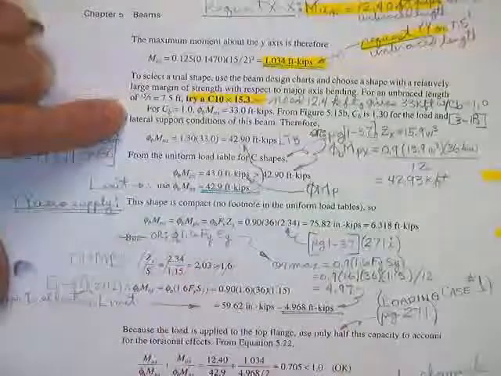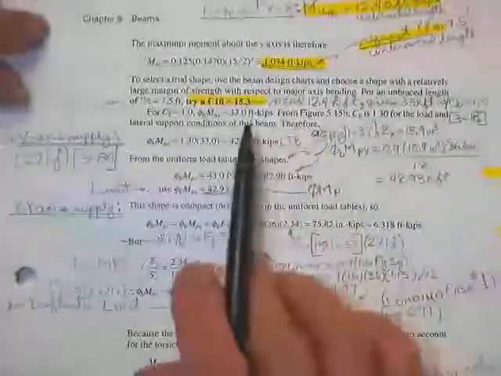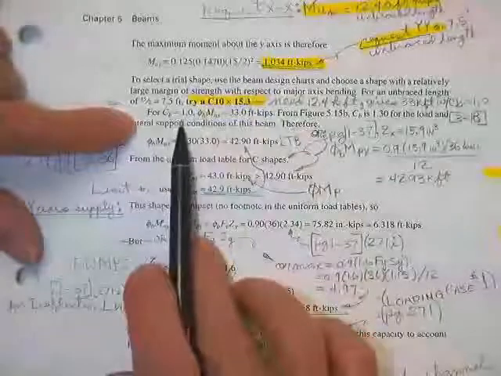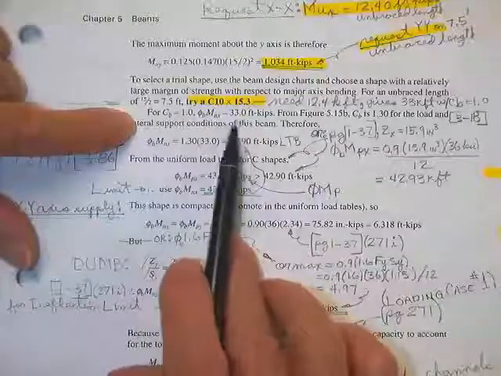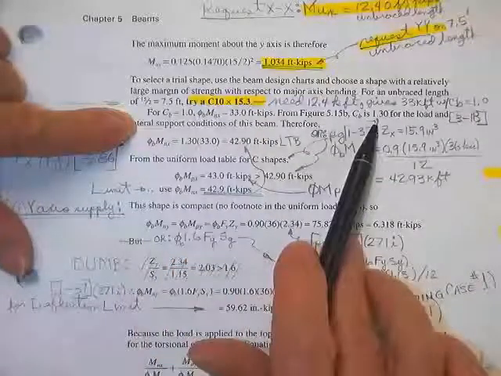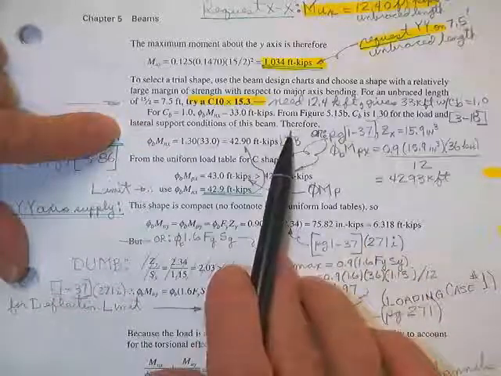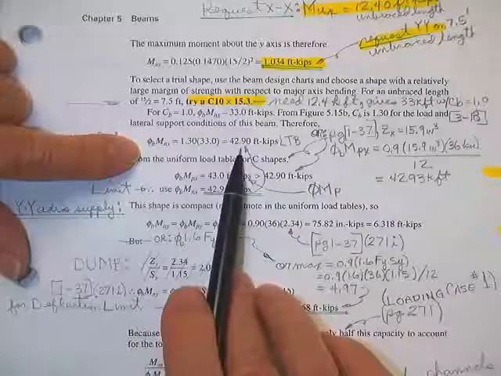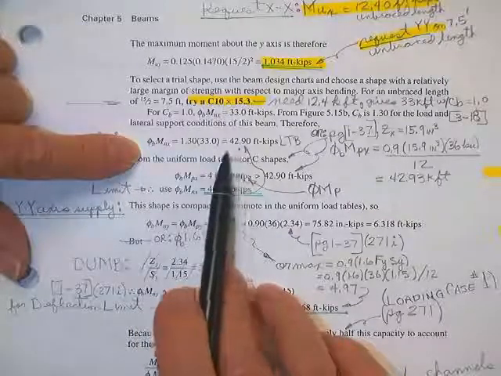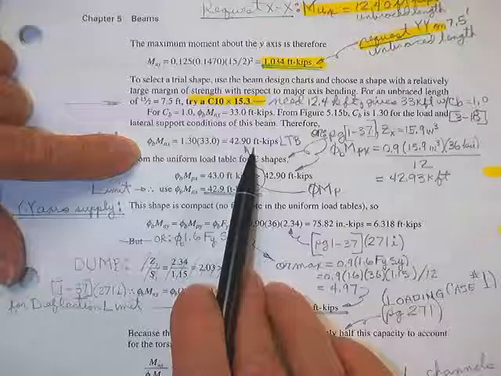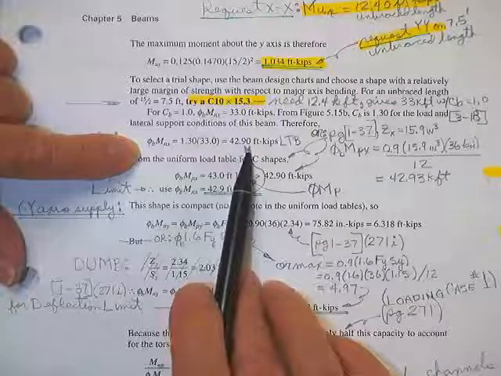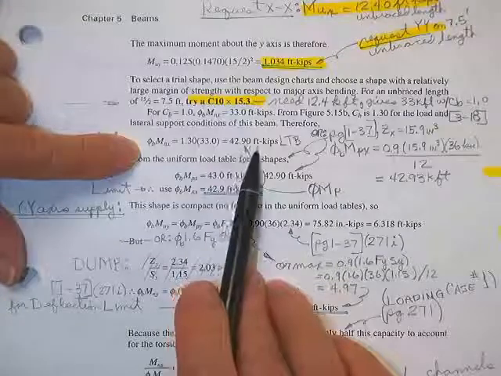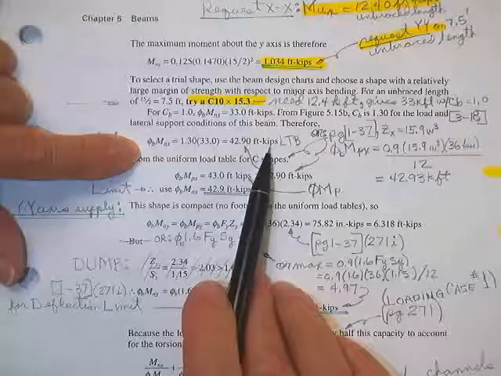So this is another page with more drawings on it. This is the old text. Yours has all the same numbers. They still do. Here's where he tried this. He says, C sub B is a 1. The tables, the graphs give you this, but you can have more. Therefore, you can have 1.3 times 33. I say, well, man, that sounds like overkill for a 12. He says, well, you wait till you get to the weak axis part, you'll see. So I'm going to be able to have 42.9 kip feet, and it won't laterally torsionally buckle.